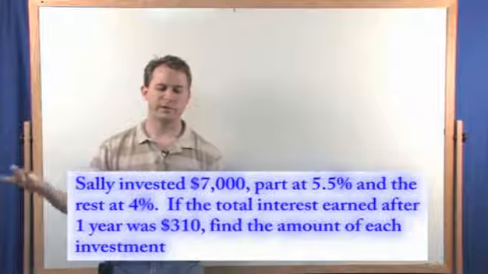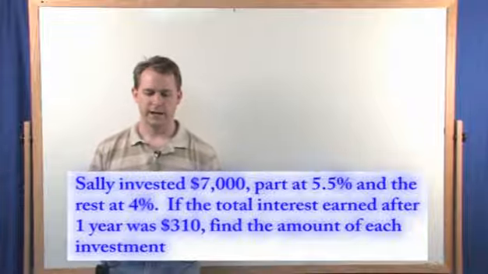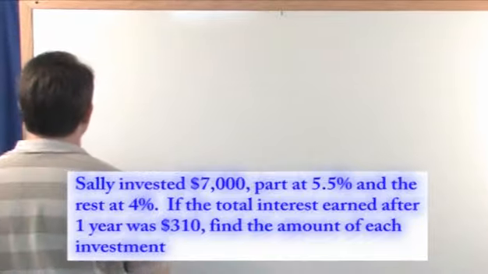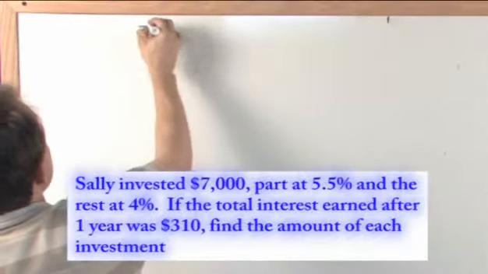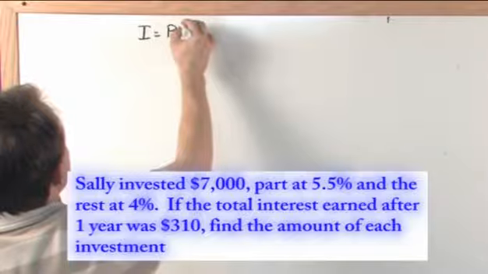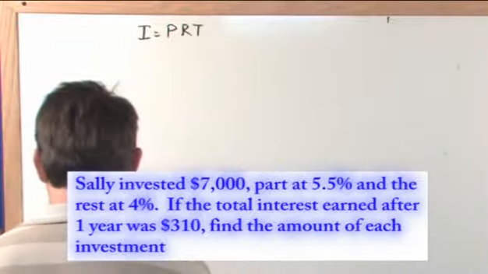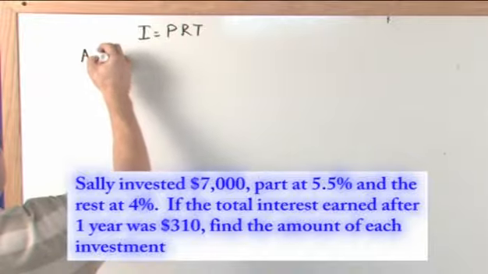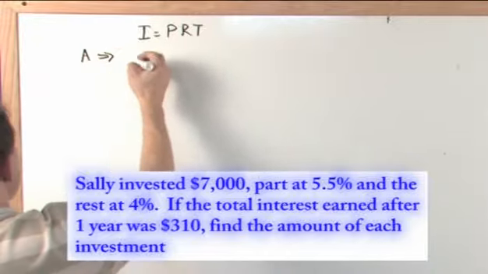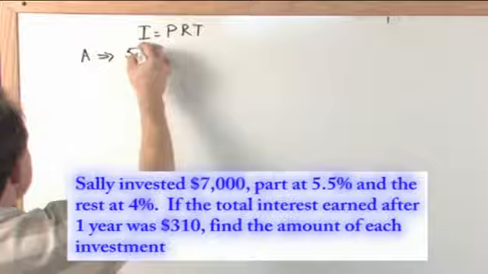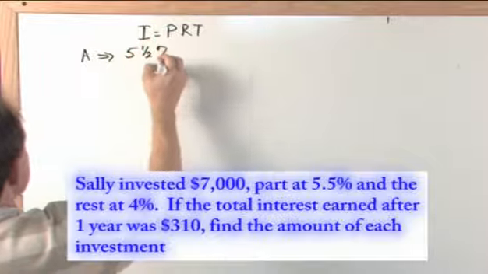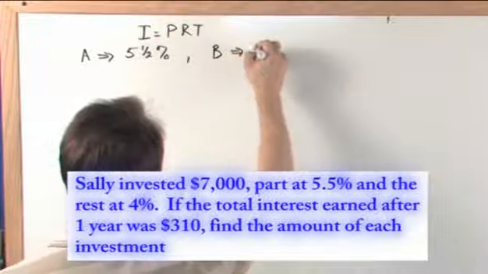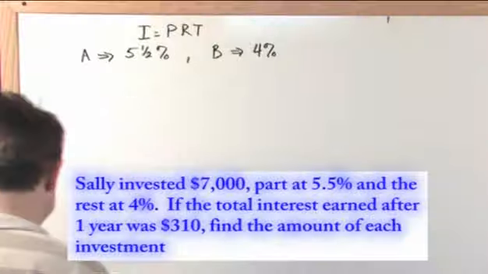And after 1 year, the total interest was $310. How much did we invest in each bank account? So same thing, we know we're dealing with investments, so the interest is going to equal the principal times the rate times the time. Okay, we're going to call amount A what we put in at 5.5% interest, and we're going to call amount B what we put in at 4% interest.